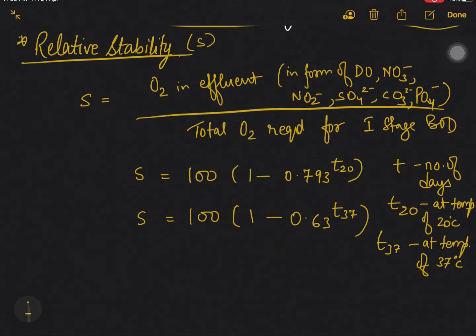Okay, so that's all for the important terms that we should know. Quickly having a glance again, the relative stability has been defined as the ratio of oxygen available in effluent, that might be in the form of dissolved oxygen or any other compound form, to the total oxygen required for first stage BOD. So it represents the stability comparison for two wastewater samples.